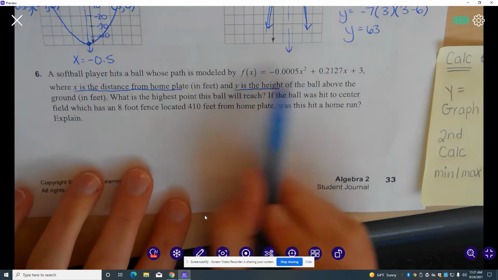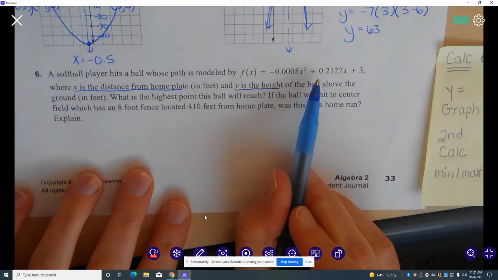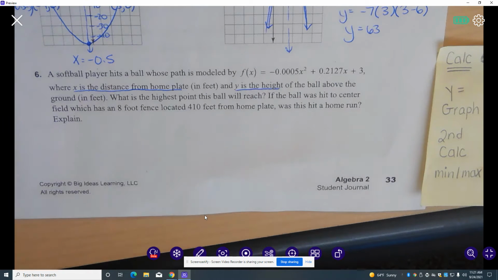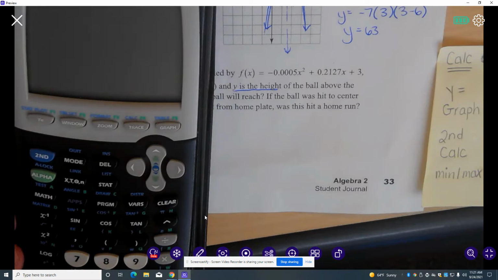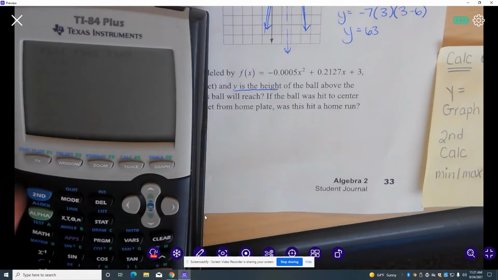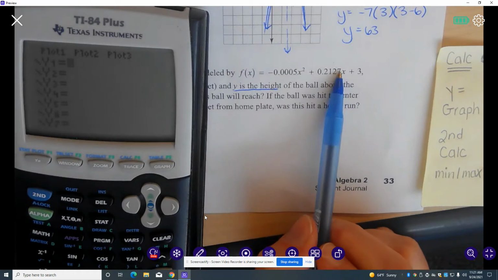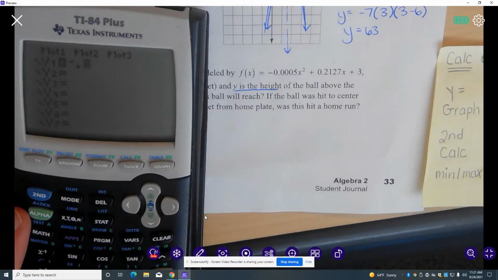So we're going to go ahead and type this function into our calculator. This is one that is best solved if we use our calculator. So I'm going to go to y equals, and let's go ahead and put this function in. Okay, just be careful when you're typing it in.